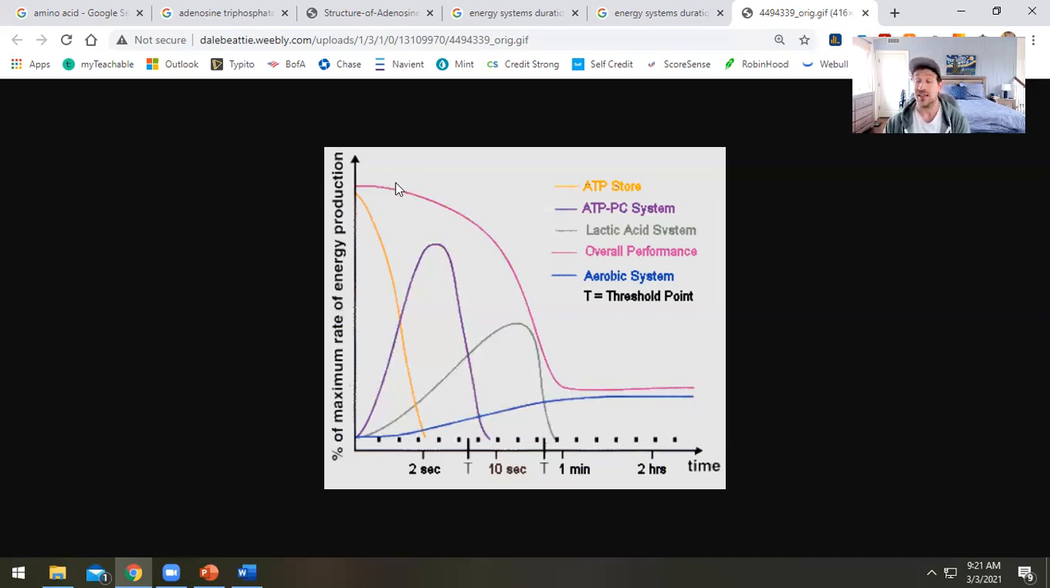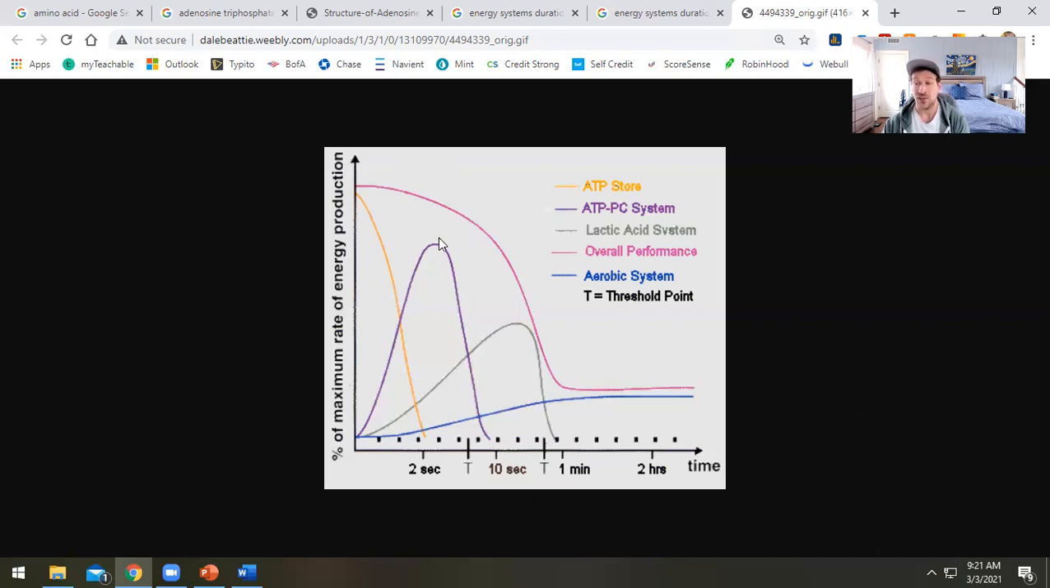So let's look at this from a slightly different perspective. Let's say it's sprinting, right? If you sprint for 2 seconds, there's your ATP stores, but it's not really applicable here. So let's say you sprint for up to 10 seconds. Then you're primarily relying on your ATP-PC system. This would be like a 40-yard dash, trying out for the NFL or something, or even a 100-yard sprint. Those things are going to rely primarily on the ATP-PC system.